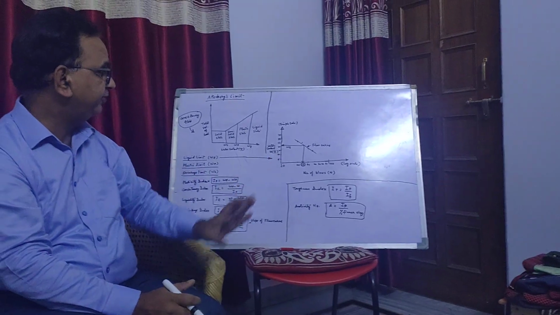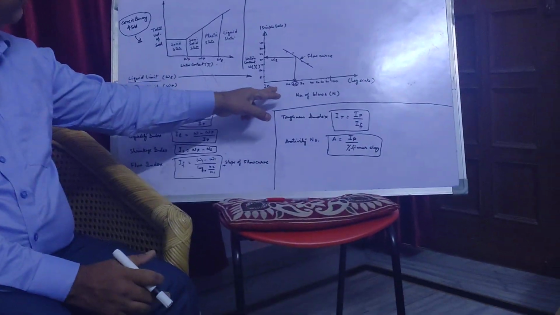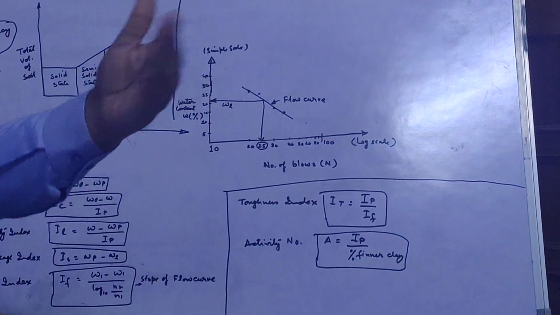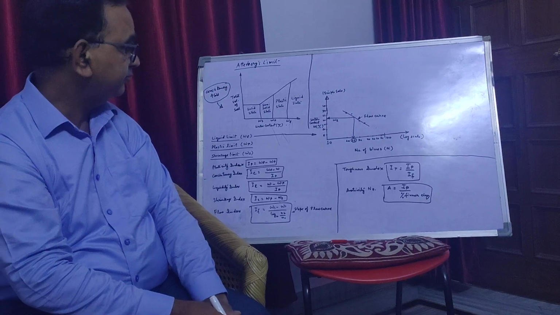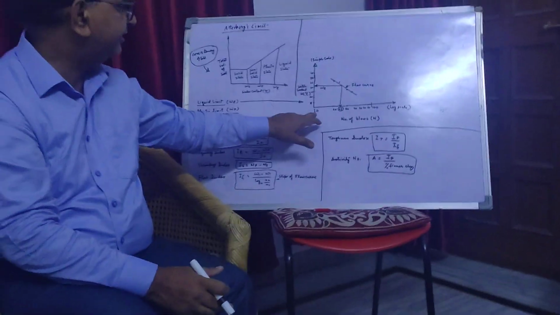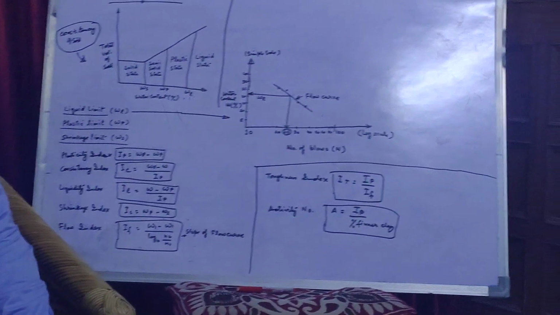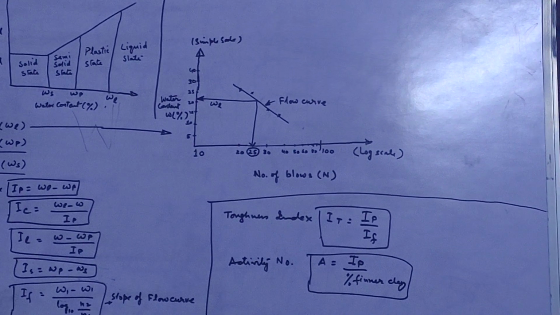So this is the way we find out the liquid limit, and this semi-log graph is plotted the same as you have already plotted in the sieve analysis, because the 10 to 100 part is taken into consideration, because the number of blows are between 15 to 35.